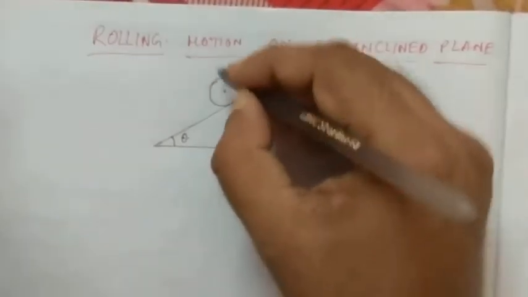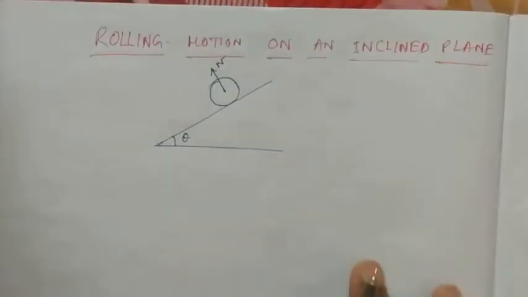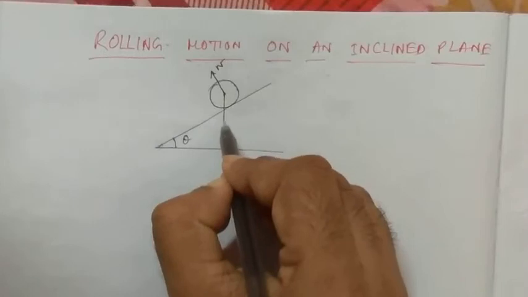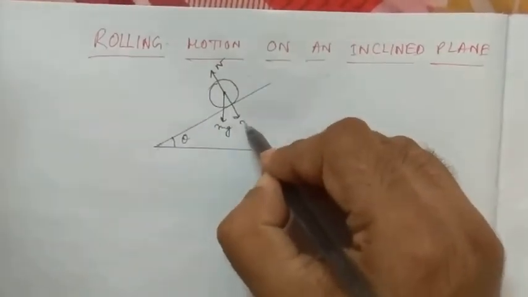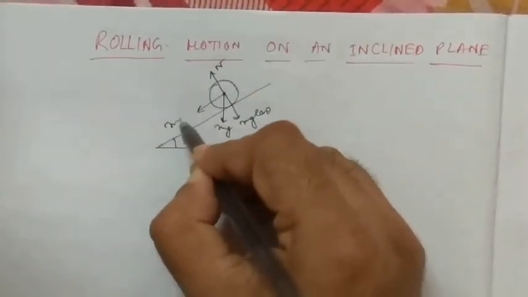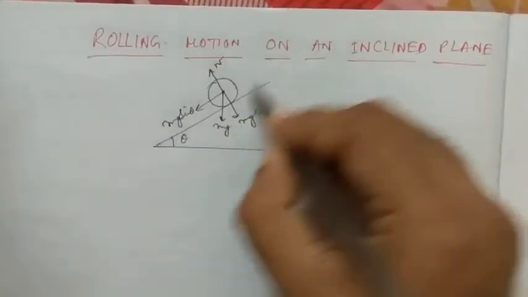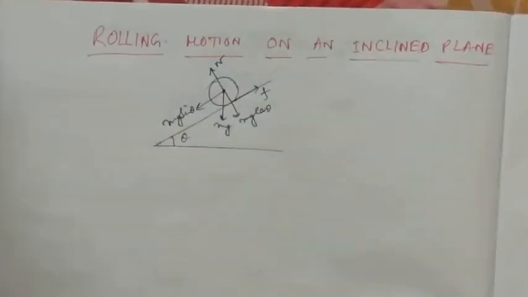Now the reaction force is, suppose, N. The weight of the body acts downwards, as you already know, breaking up mg into two components, mg cos theta and mg sin theta. Frictional force acts along the incline in the upward direction.